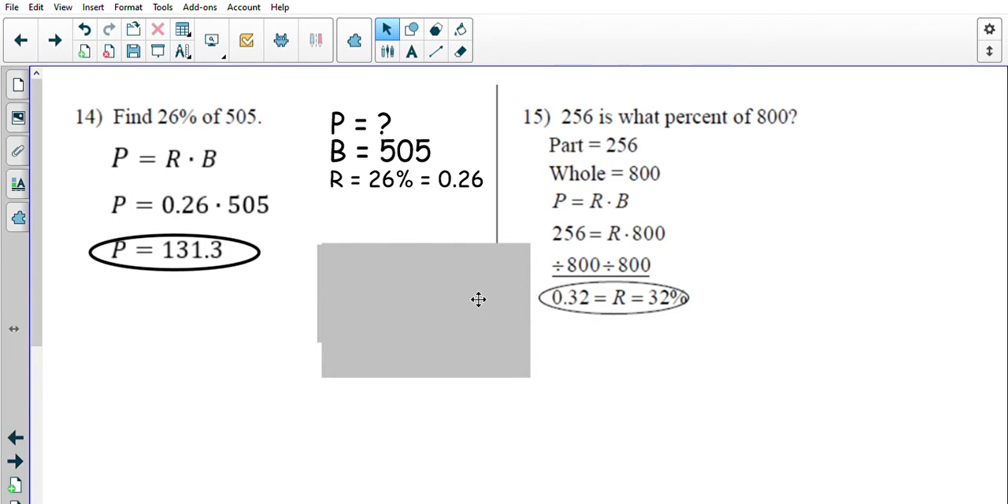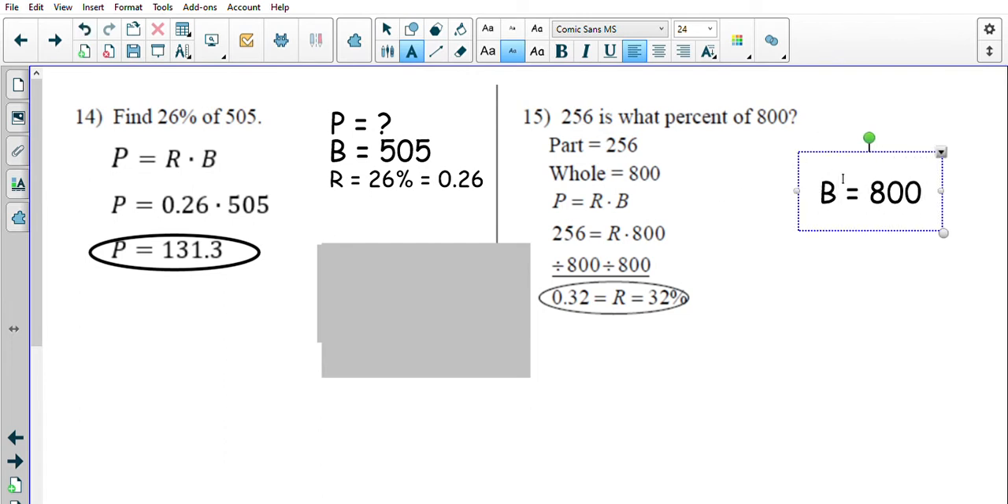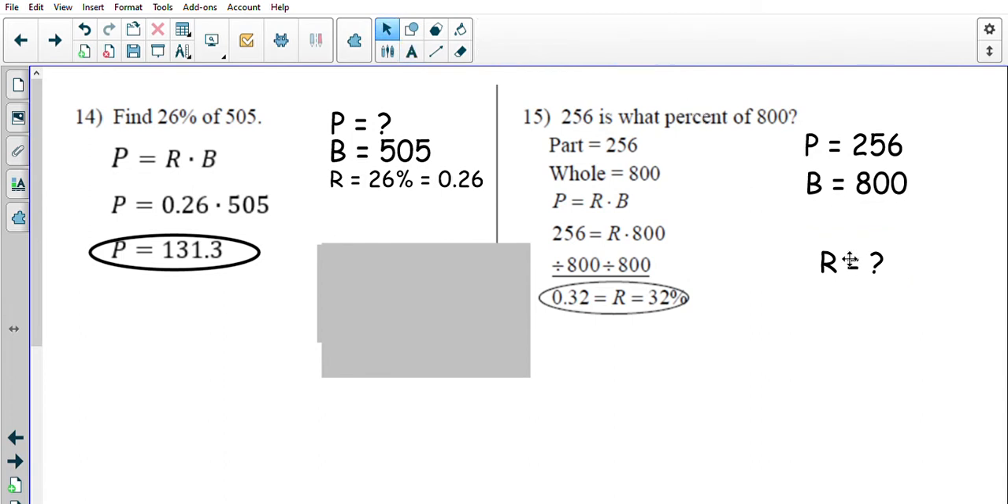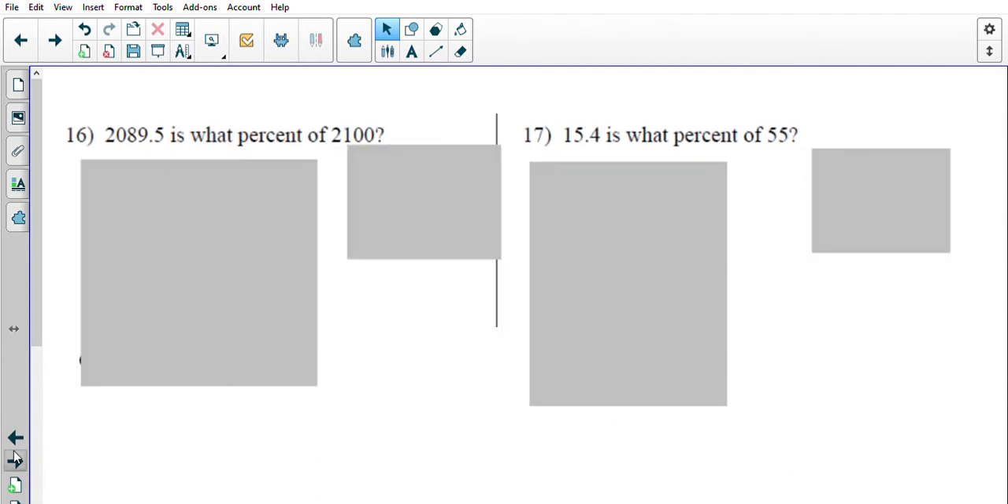All right, let's try one that's a little bit more challenging where we have to solve for either R or B. So in number 15, this one's done for you. 256 is what percent of 800? So in this case, my base is definitely going to be 800. My part is 256. And then R is my unknown in this case, my percent. So if we have P equals R times B, we're going to have 256 equals R times 800. We do have to solve this since our variable is not by itself, by dividing both sides by 800. So do 256 divided by 800 to get 0.32. We should then change that to a percent though. That will be 32%.